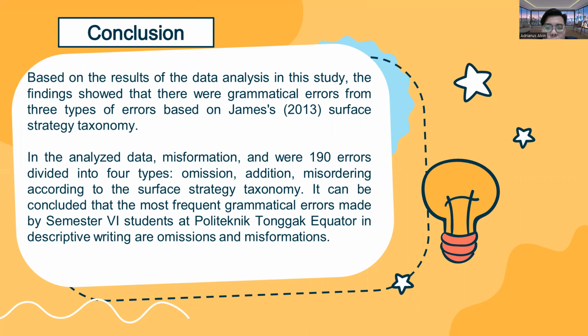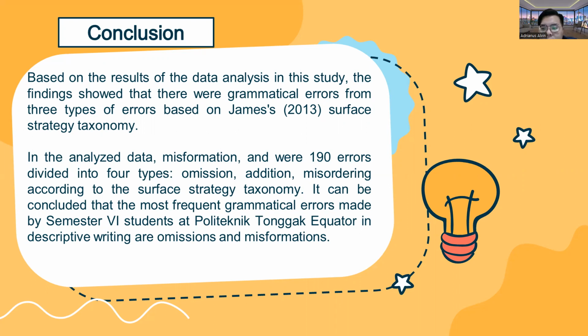misformation. Omission errors occur 64 times, indicating the students often omit words or phrases that should be included in their sentences. Meanwhile, misformation errors occur 68 times, suggesting the students often make mistakes in forming words, phrases, and clauses according to grammar rules. And addition errors occur 28 times, revealing a tendency for students to add unnecessary words or phrases in their sentences.